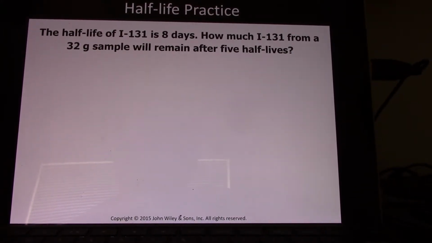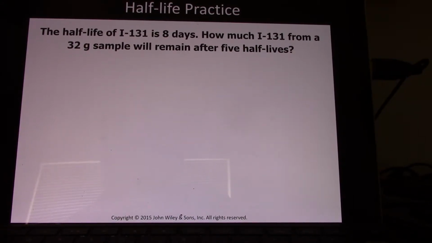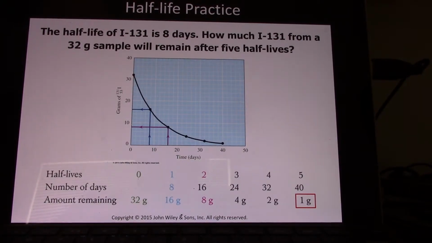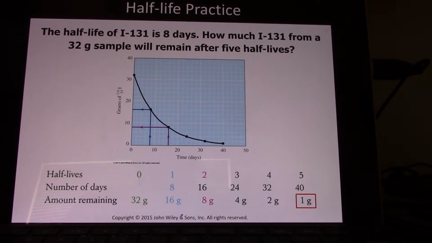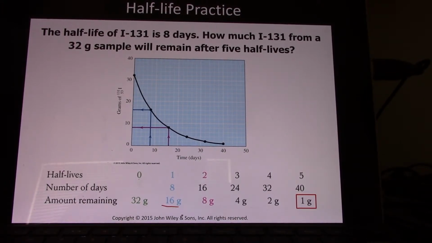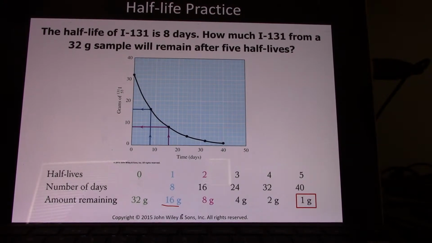The half-life of iodine-131 is 8 days. So how much of a 32-gram sample remains after 5 half-lives? Well, after 1 half-life, you've used up half of it. So if I started with 32 grams, after 1 half-life, I only have 16 grams left. And then, after another half-life, I use up half of what I had left. Half of the 16, I have 8 grams left.